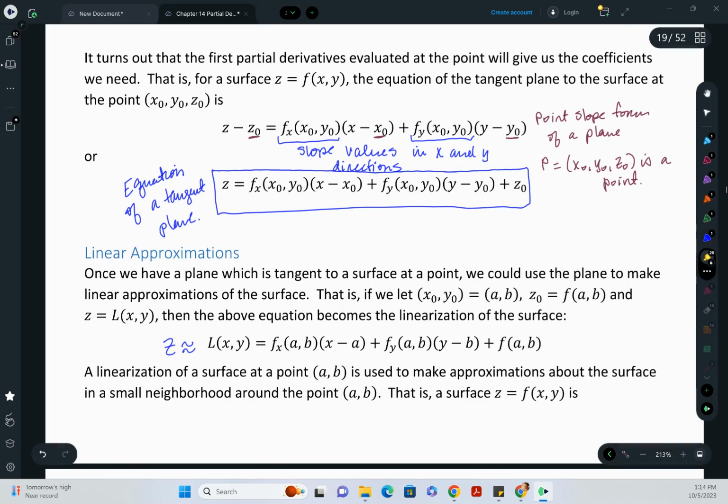And let's just notice some of the differences and the similarities. So notice the f sub x of a, b. And up in the equation of a tangent plane, notice the f sub x of x naught, y naught.